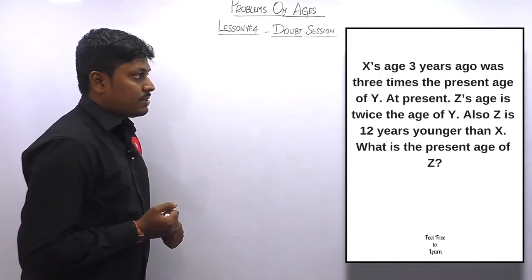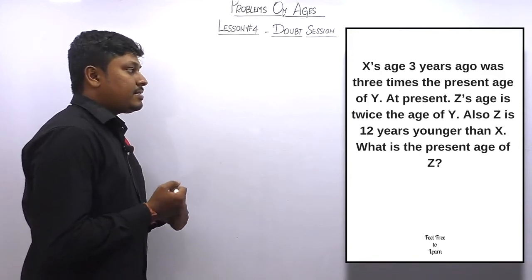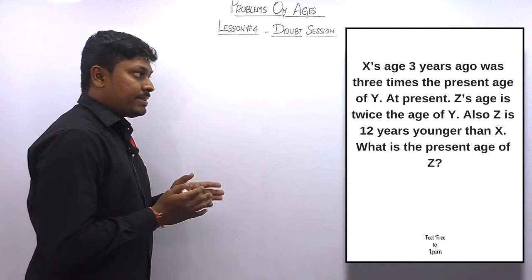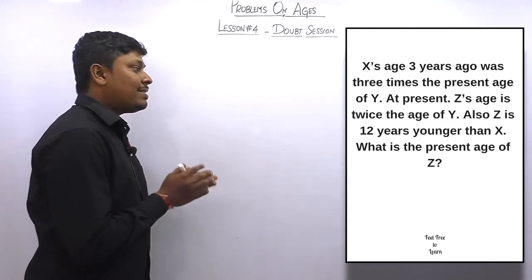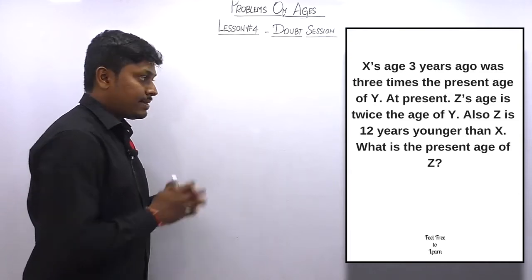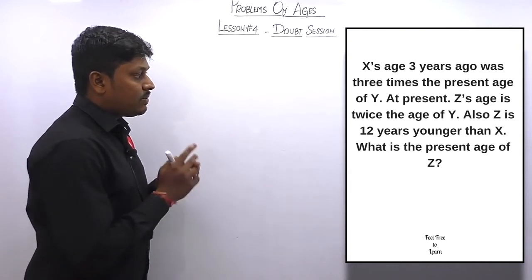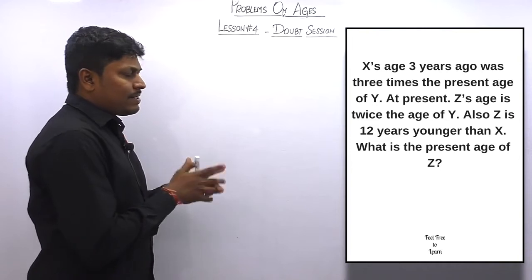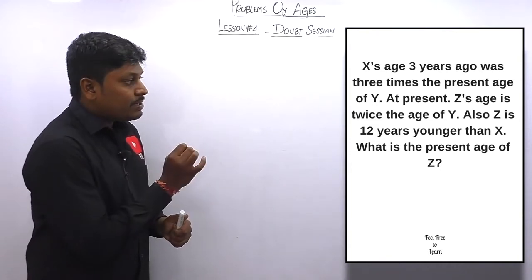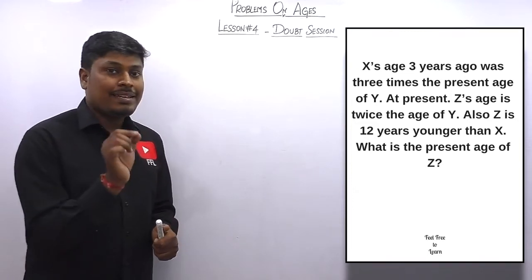Question number 6. X age 3 years ago was 3 times the present age of Y. At present, Z's age is twice the age of Y. Also Z is 12 years younger than X. What is the present age of Z? So interesting question. Here they are talking about three persons, that is X, Y and Z. So remember that our target is to find the present age of Z.